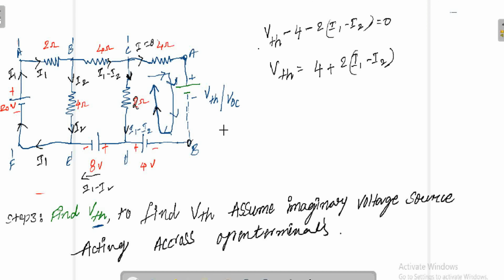Now tell me, do we have any value of I1, I2? Yes. From step 2 we got I1 equal to 42 by 11 and I2 equal to 34 by 11. Just substitute 42 by 11 and 34 by 11 in this equation for VTH. By substituting that, you will get VTH equal to 60 by 11 volts. This is the thing you have to do. Because the video is going to be long, just substitute here and you will get VTH equal to 60 by 11.